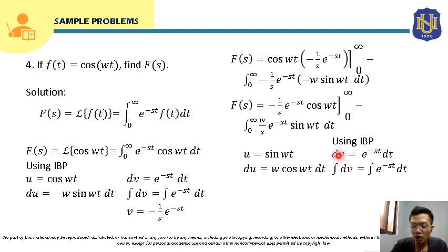Okay, and we are going to integrate both sides of dv and this function. So integrating this, the integral sign and the d will just be cancelled. So v is equal to negative 1 over s times e raised to negative st. We are going to use these values for integration by parts. So we use integration by parts to solve this. Don't forget to include this in our final answer. So we will solve this first using IBP: uv minus integral of v du.